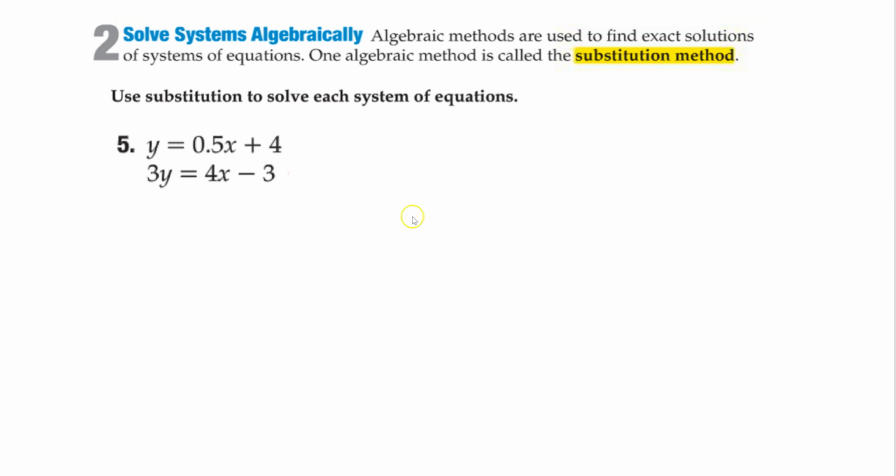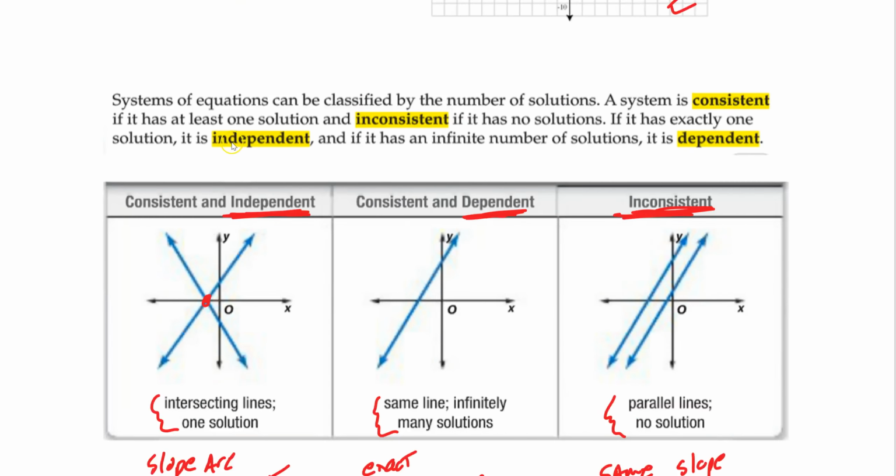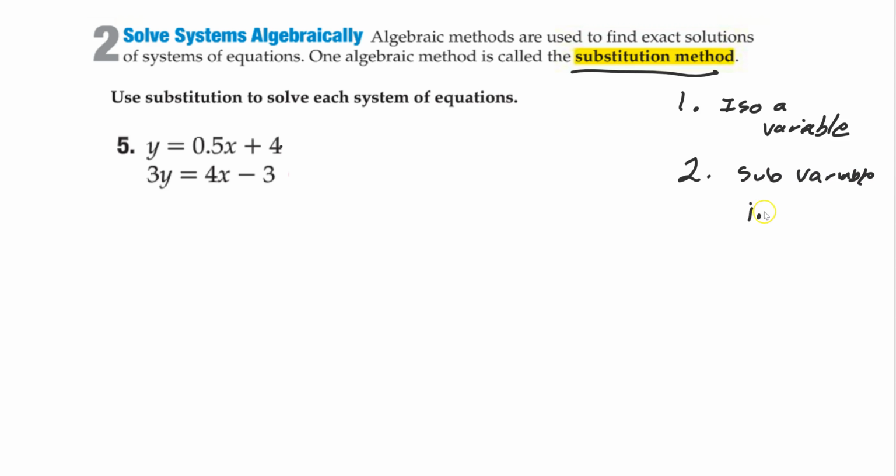The first way we solved was you graph them. This is the exact same equation we had at the very beginning. Right? Exact same equation. But now we're going to solve it by substitution. So the substitution method with that is generally you want to isolate a variable. And then you're going to sub that variable into the other equation. And we're going to solve.